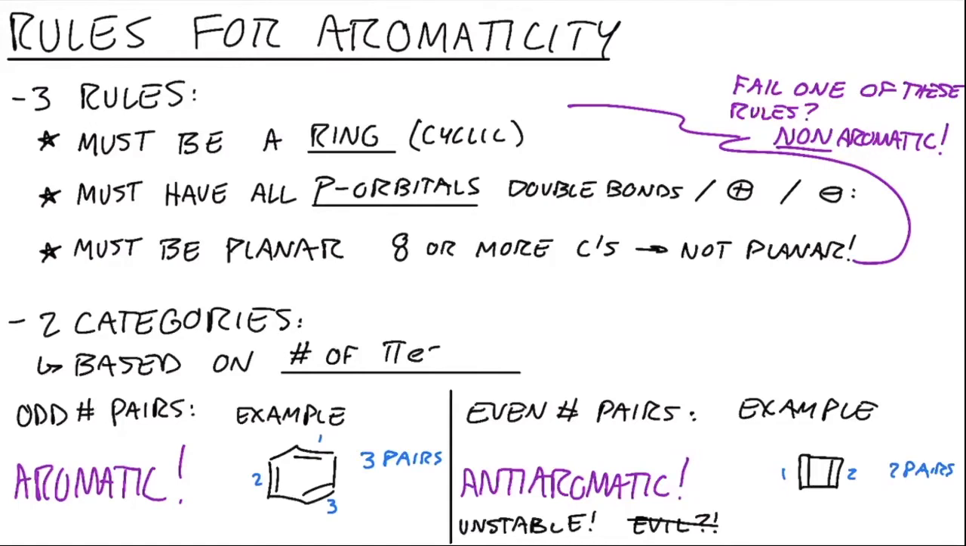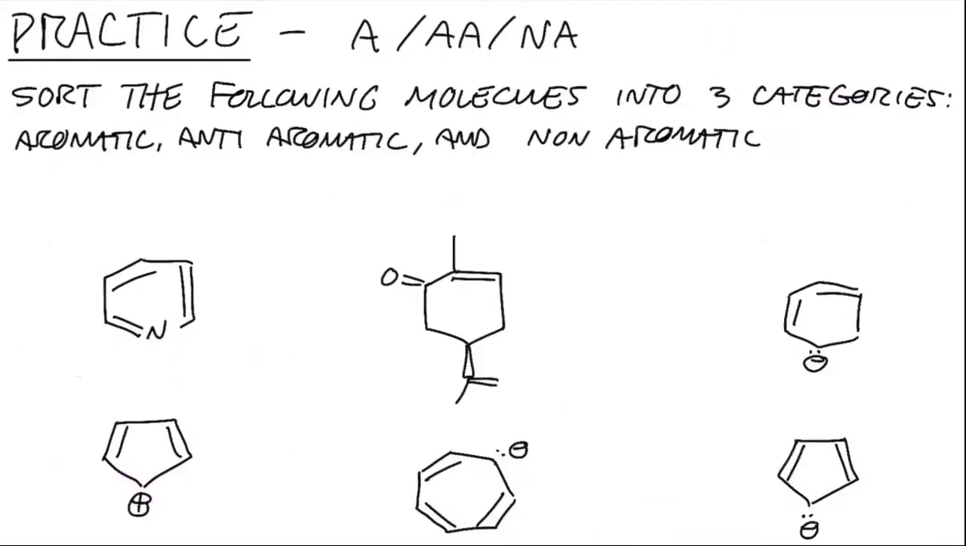What you will need to be concerned with in this course is being able to tell the difference between something that is not aromatic, anti-aromatic, and aromatic. So let's do some practice with that, shall we? So here is, you'll see me call this A, AA, and NA for aromatic, anti-aromatic, and non-aromatic. So what you're going to do is sort the following molecules into these 3 categories: aromatic, anti-aromatic, and non-aromatic. So I'm going to draw out some category labels here on the screen for us, and then we'll go one by one through and decide whether we think each of these molecules is aromatic, anti-aromatic, or non-aromatic.